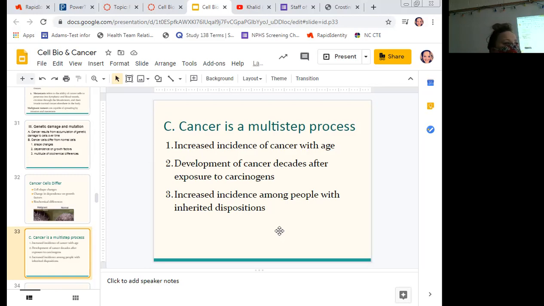So think about the people who smoke their entire lives, and then all of a sudden they get lung cancer at 69. Okay? Cancer, again, develops over time, and it's because of the slow, gradual genetic mutations that happen because you're consistently exposing yourself to carcinogens, okay? Incidence, again, will increase among people with inherited predispositions. I told you with breast cancer, there was a gene. If you had this gene, you had an inherited predisposition to cancer.